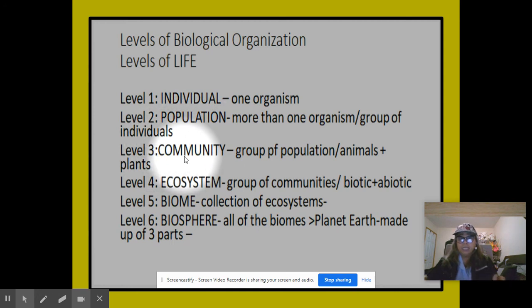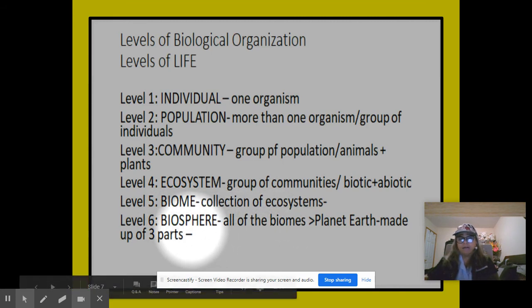So level 3, community, group of populations is called a community. Now, when we talk about ecosystem, group of communities, and this is our focus for this unit. But of course, we needed to put into play the idea of biotic and the abiotic factors. Now, collectively, a group of ecosystems will be called a biome, and of course, biosphere, all of the biomes.